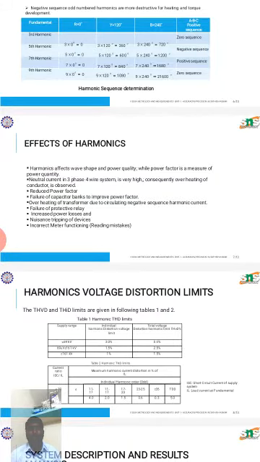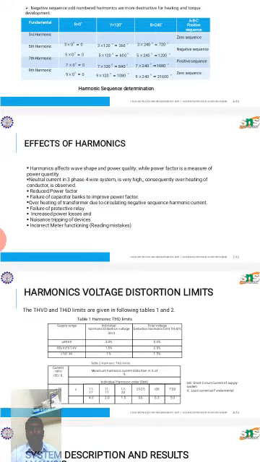Next one, increased power losses and nuisance tripping of devices. And last one is incorrect meter functioning or reading mistakes. These are the main effects of harmonics. And next one is harmonic voltage distortion limits.